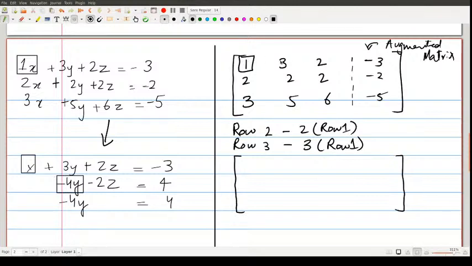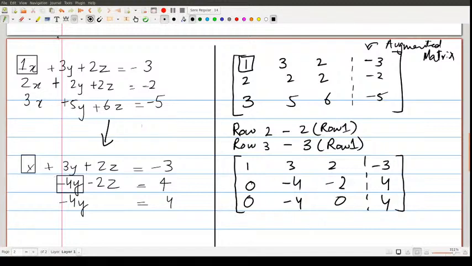And what I get, if you notice that if I do this process on this one, then this is just 1, 3, 2, minus 3. And if I do row 2 minus 2 times row 1, then of course this is 0. This gives me minus 4. This gives me minus 2, and this gives me 4. Okay, and again, row 3 minus 3 times row 1 gives me 0 here, and minus 4 here, and 0 here, and 4 here, right?